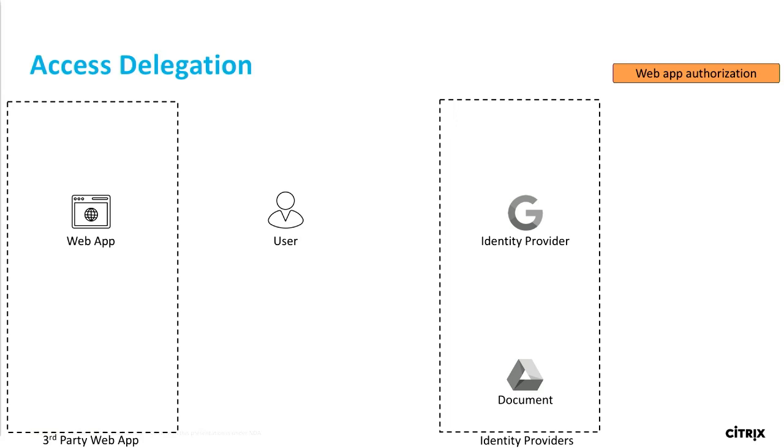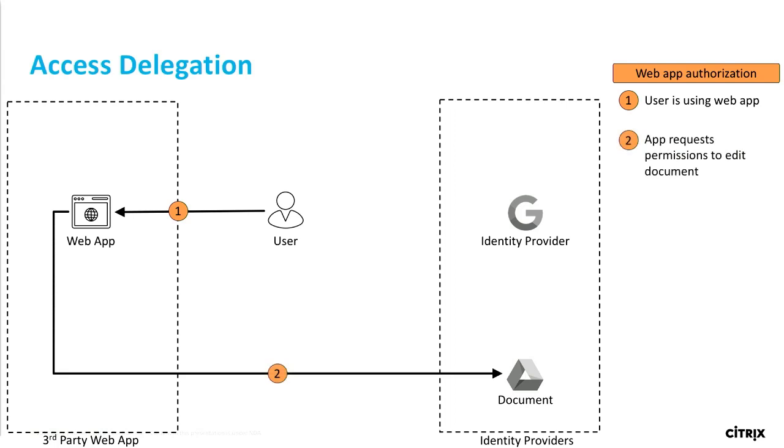So I'm the user, and I'm using some web application. And I would like this web application to read the document that I have on Google Drive. How modern authorization works is that the web application goes directly to Google and requests access to this document.